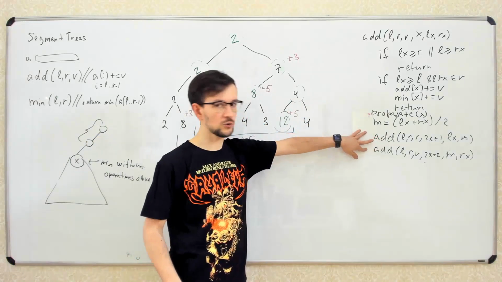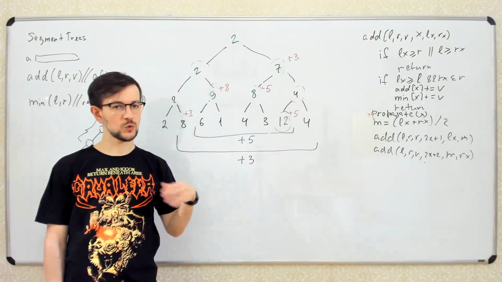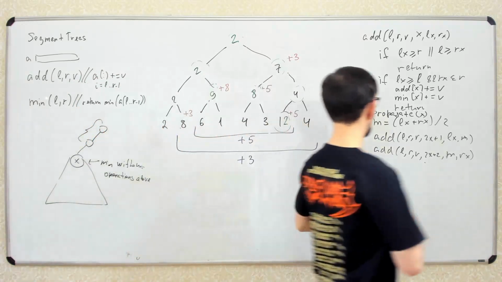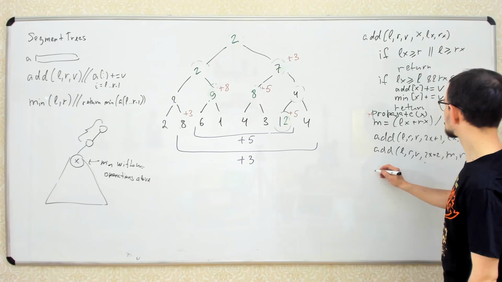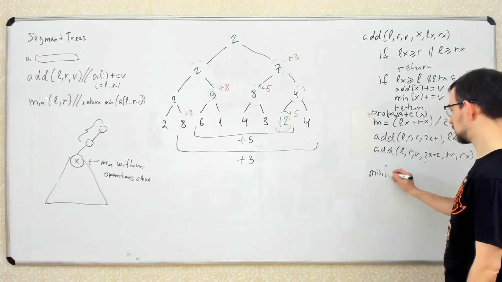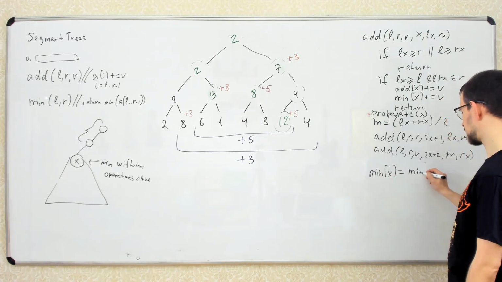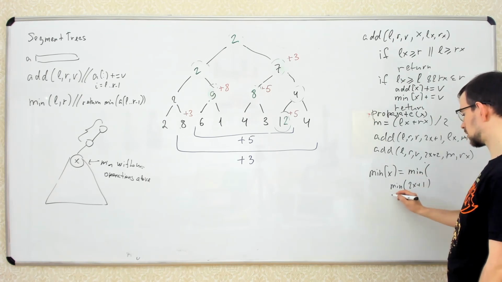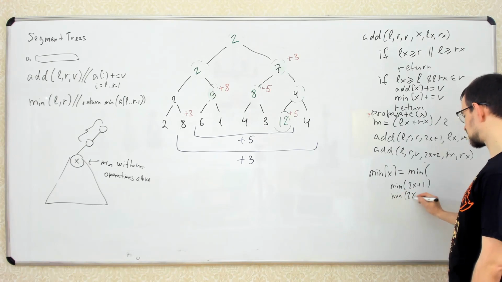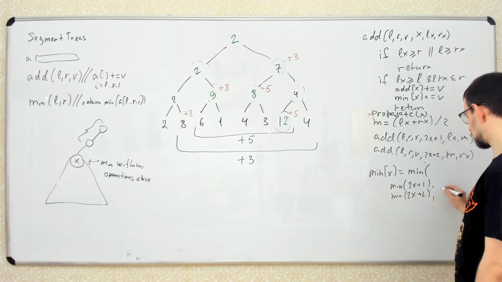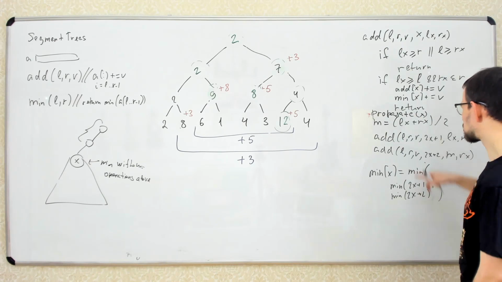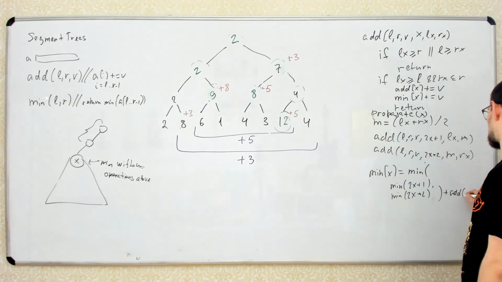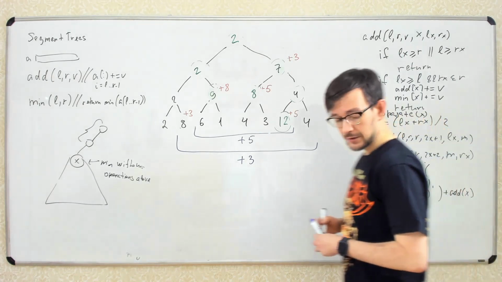We make two recursive calls, and when we go back from the recursion, we recalculate the value in this node. To recalculate the value in this node, we just say that the minimum in node X will be equal to the minimum of two minimums, the minimum in node 2X plus 1 and node 2X plus 2. And also, if you don't have this propagation, you need to apply the operation add. Like this.